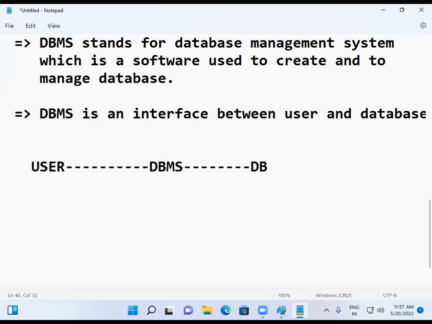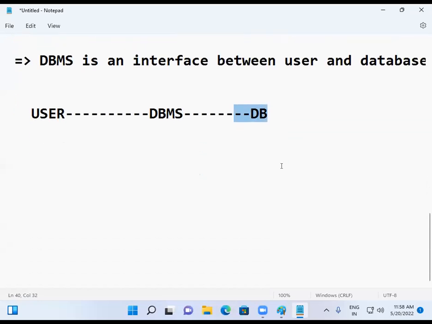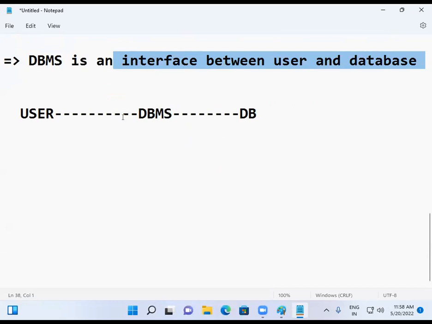So the user wants to update the data. The user gives a request to DBMS, and DBMS will go to the database and update the data. The user wants to delete: the user gives a request to DBMS, and DBMS will go to the database and delete the data. So if you want to do any operation, you give a request to DBMS, and DBMS will go to the database and perform the operation. So we can say it is an interface between user and database.